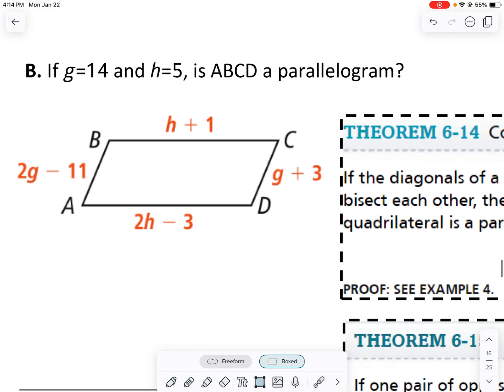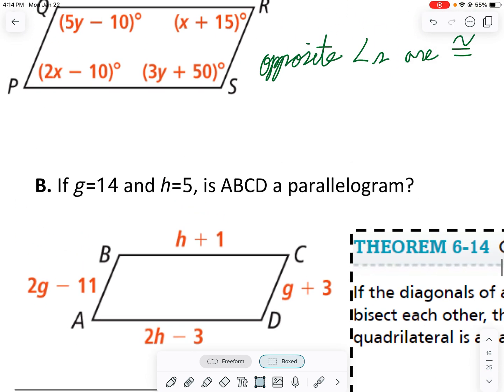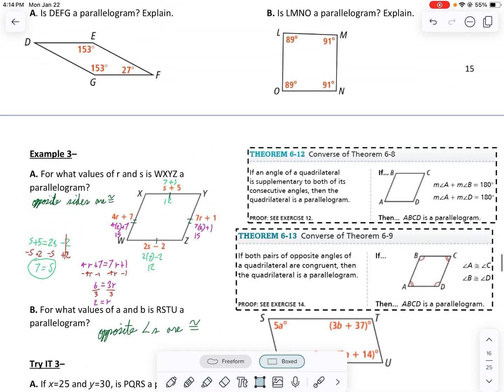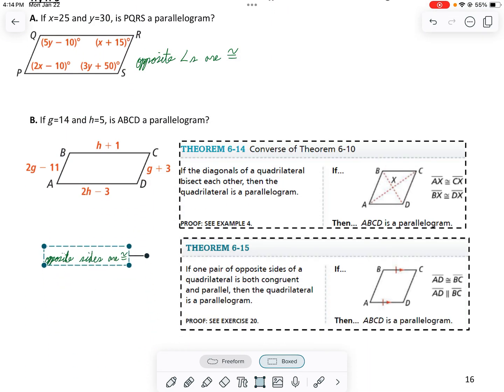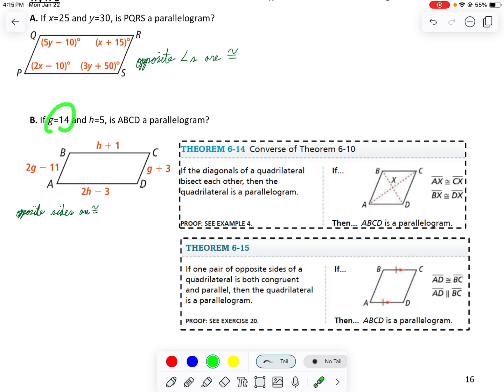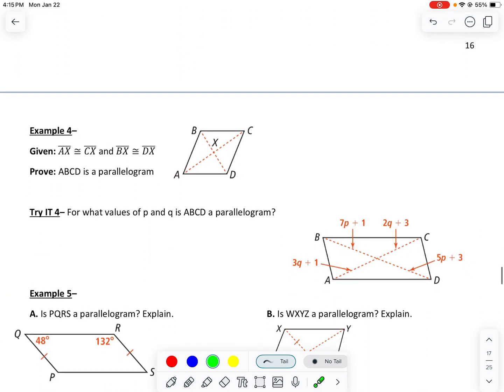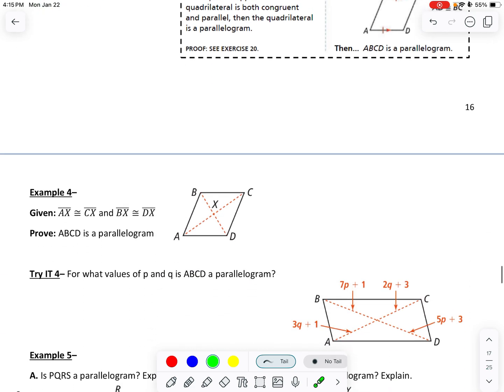All right, here, if G and H, is this a parallelogram? And again, that comes from the opposite sides are congruent. So notice how we're using very similar things and just practicing them in different ways. Here you've got to plug in G and H and determine, are they going to be congruent if you plug them in? Will it be a parallelogram?